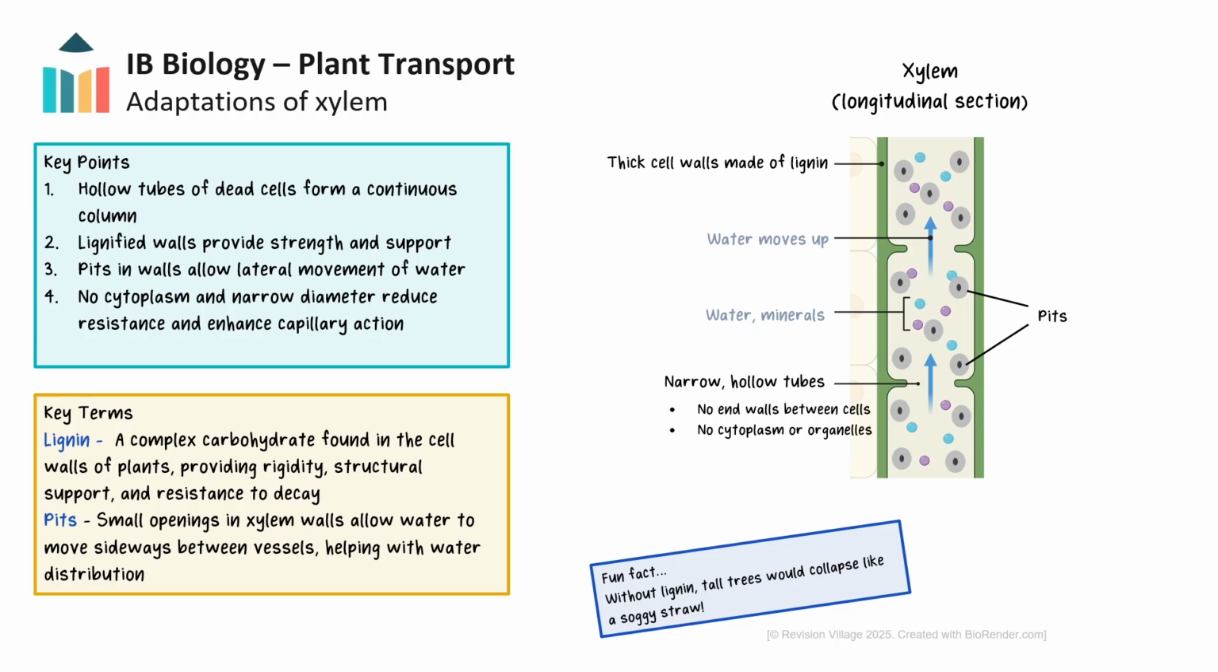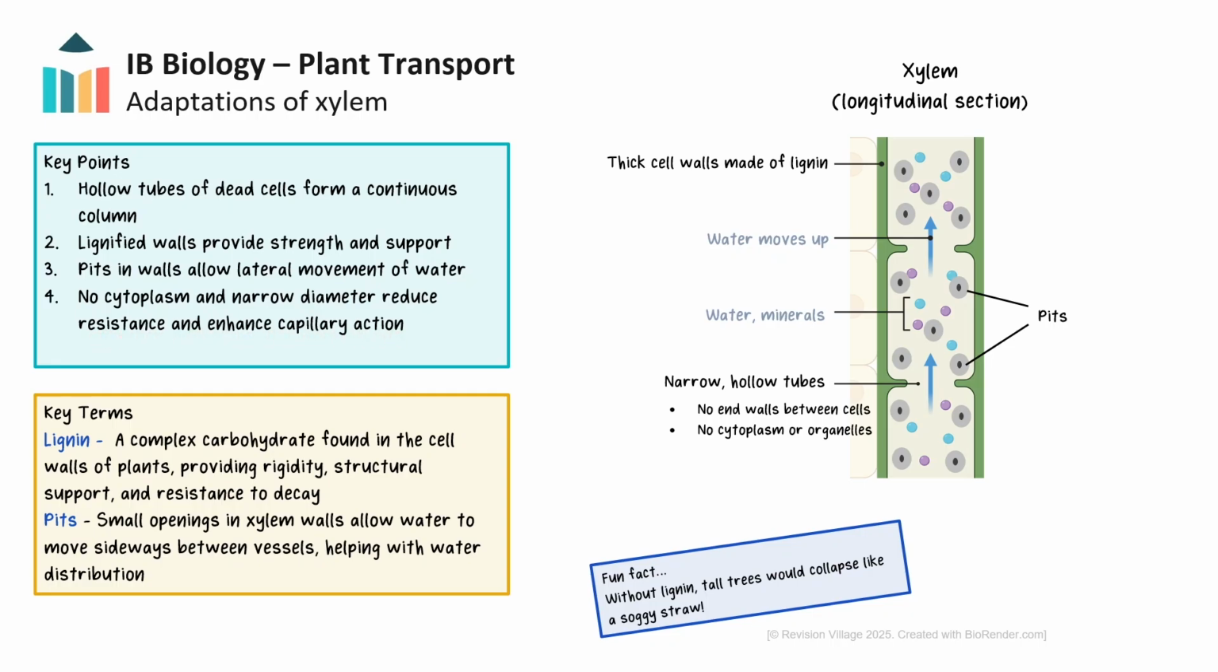Another important feature is the presence of pits, small, unthickened areas in the walls that allow water to move laterally between adjacent xylem vessels or into surrounding cells, helping distribute water through the plant tissues. Additionally, xylem cells have no cytoplasm or organelles such as a nucleus, which reduces resistance and allows water to move quickly and smoothly through the vessels.